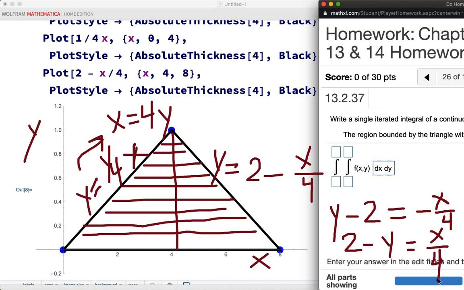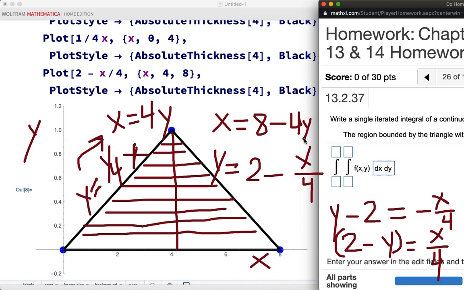And then finally, I have x is equal to 4 times 2 minus 4y. So this is going to be 8. 4 times 2, yeah, in parentheses. This has to be in parentheses, right? So 4 times 2 is 8 minus 4y.